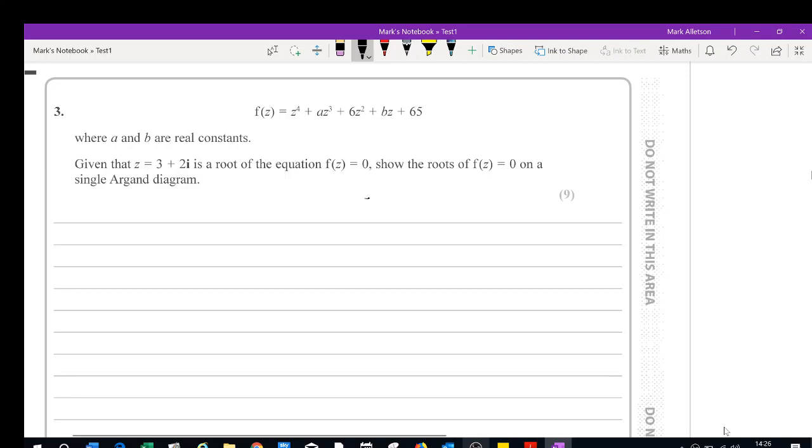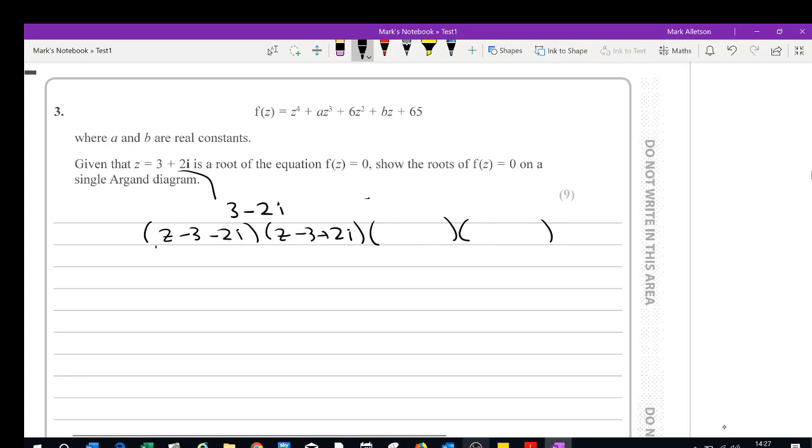Okay, this is question 3. It says, given that 3 plus 2i is a root, so straight away you know that 3 minus 2i is also a root. So if you've got two roots, that means that if you multiply them together, you'll get a factor. So you've got z minus 3 minus 2i is one root, and z minus 3 plus 2i is another root, and there are going to be more roots to follow, and this would all multiply to give you that.